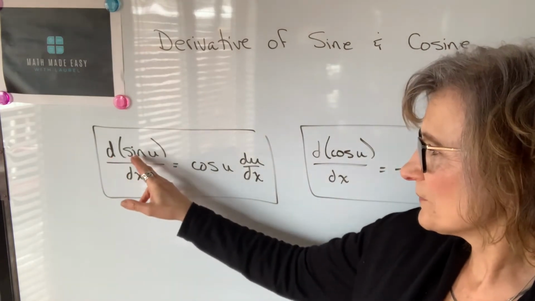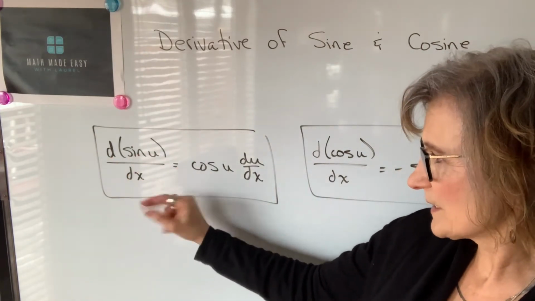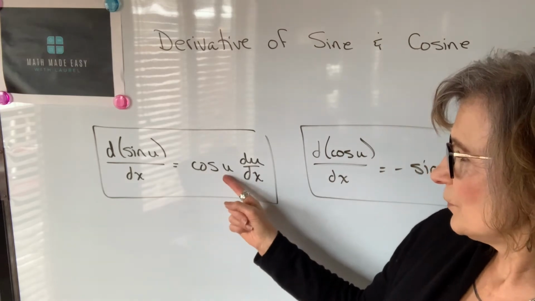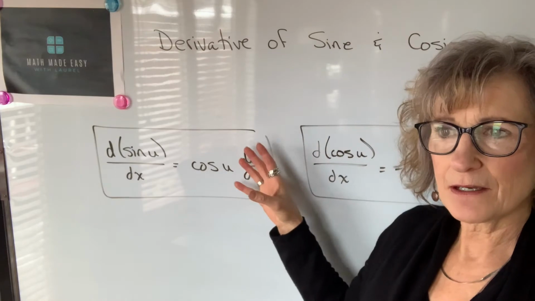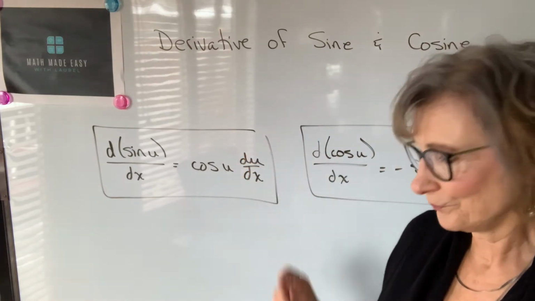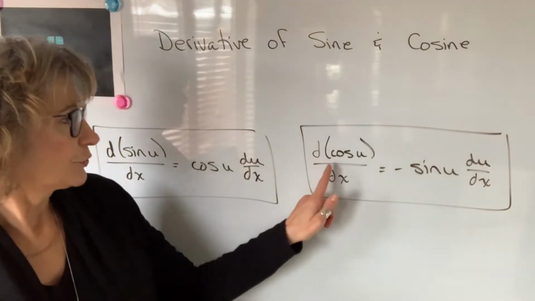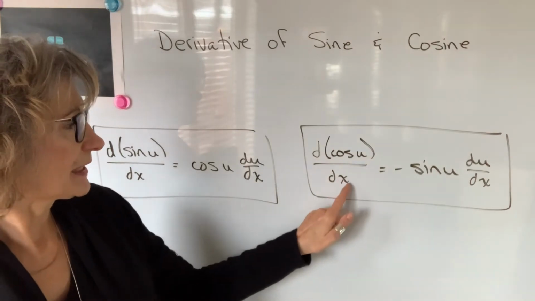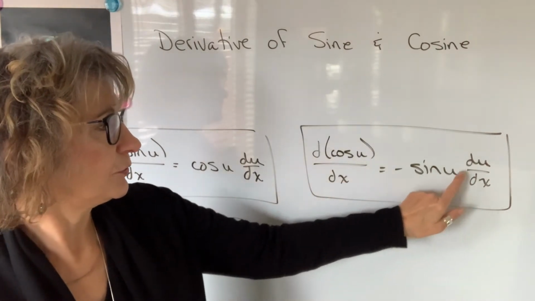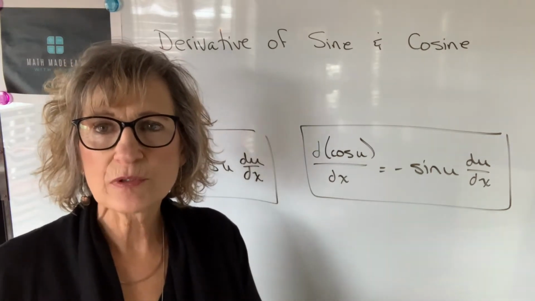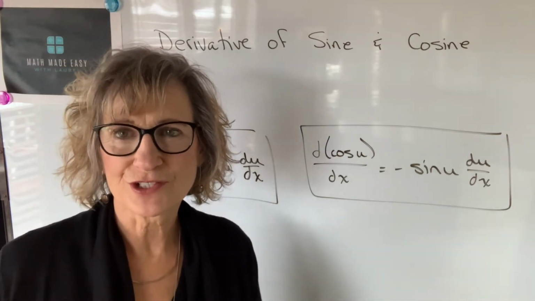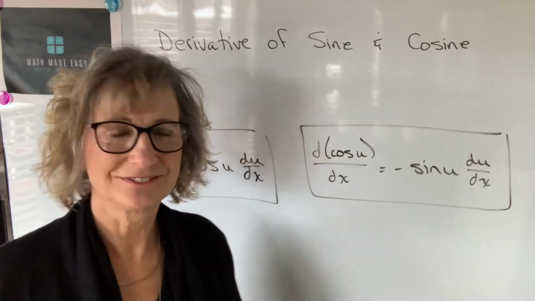So the derivative of sine of u with respect to x will be equal to cos of u times du dx, and that du dx is very important. That comes from the chain rule. The derivative of cos of u with respect to x will equal negative sine of u du dx. So what I want to do in this video is just look at more examples and get ones that are a little more challenging than in the previous video.